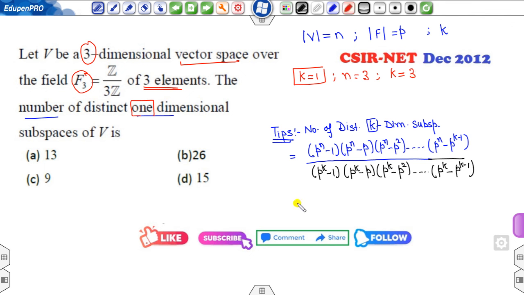Now substitute all these values in this case. Here k is 1, so 1 minus 1 is 0, p raised to power 0 is 1, that is only the first term. Then 3 raised to power 3 minus 1, again only the first term. P is 3, k is 1. So that means 27 minus 1 over 3 minus 1. 13 is the right answer for this.